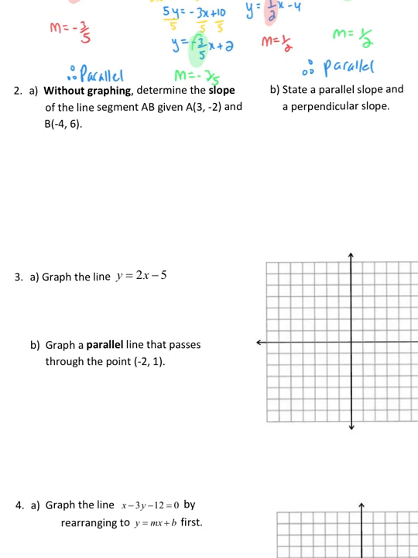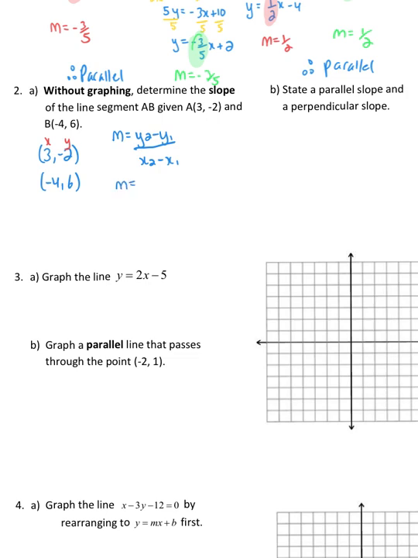So in the second question, we are asked to determine the slope of this line segment AB given the points A and B. We are asked to do that without graphing. So that means we want to use the slope formula. So to do that, I'm going to write the 2 points, one above the other, identify the x-coordinate and the y-coordinate, and then write down the slope formula. Rise, so y2 minus y1, over run, x2 minus x1.